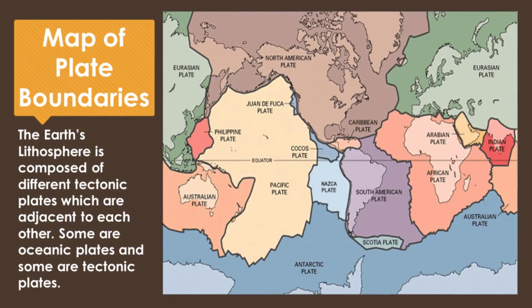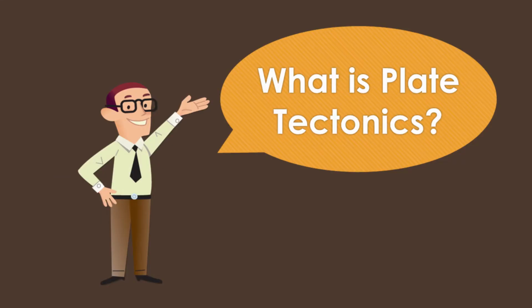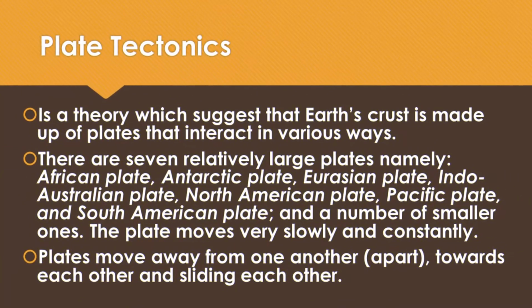The picture on the screen is a map of plate boundaries. The Earth's lithosphere is composed of different tectonic plates which are adjacent to each other. Some are oceanic plates and some are continental plates. What is plate tectonics? Plate tectonics is a theory which suggests that the Earth's crust is made up of plates that interact in various ways. There are 7 relatively large plates, namely African plate, Antarctic plate, Eurasian plate, Indo-Australian plate, North American plate, Pacific plate, and South American plate, and a number of smaller ones.